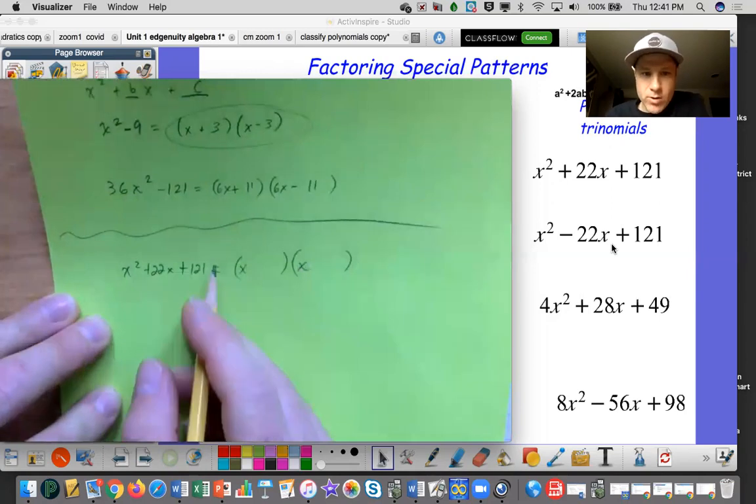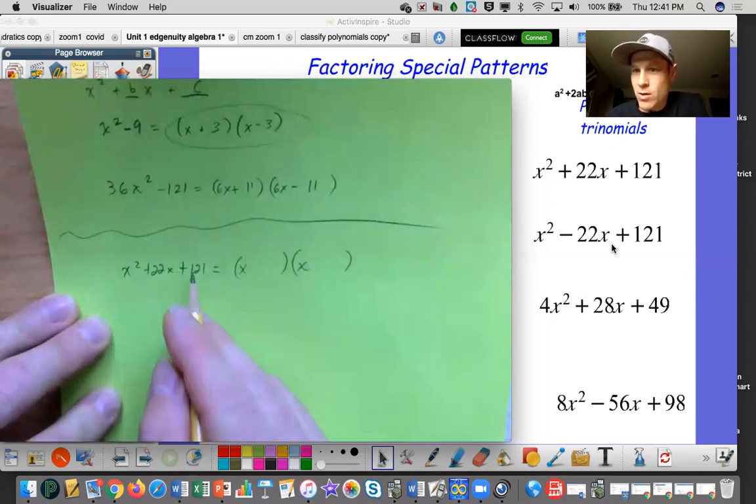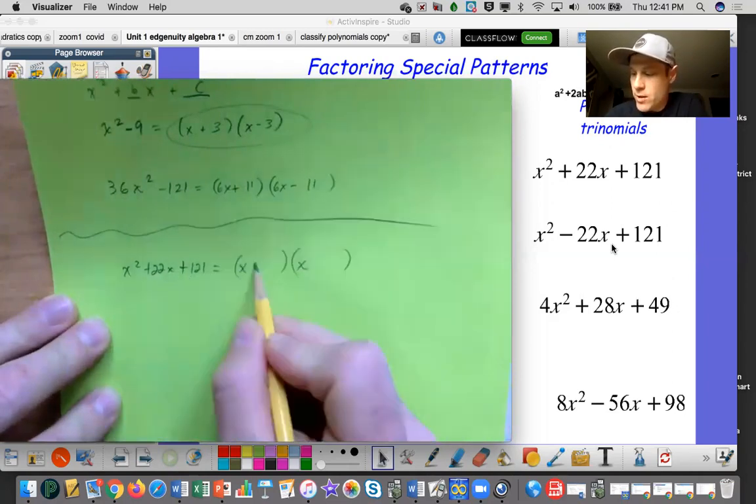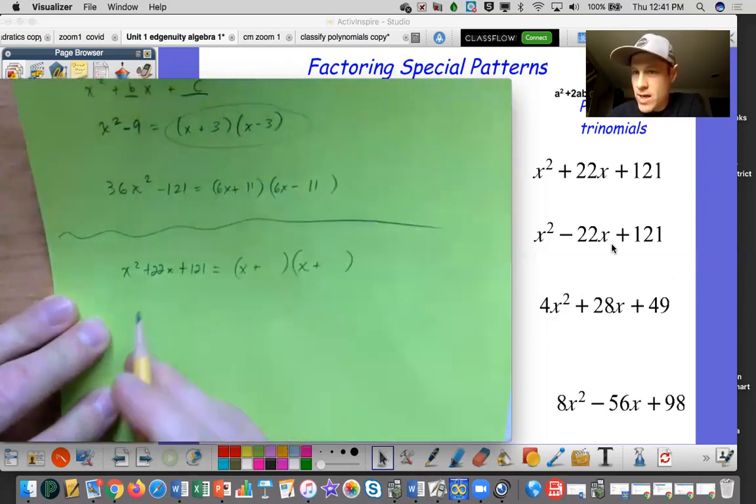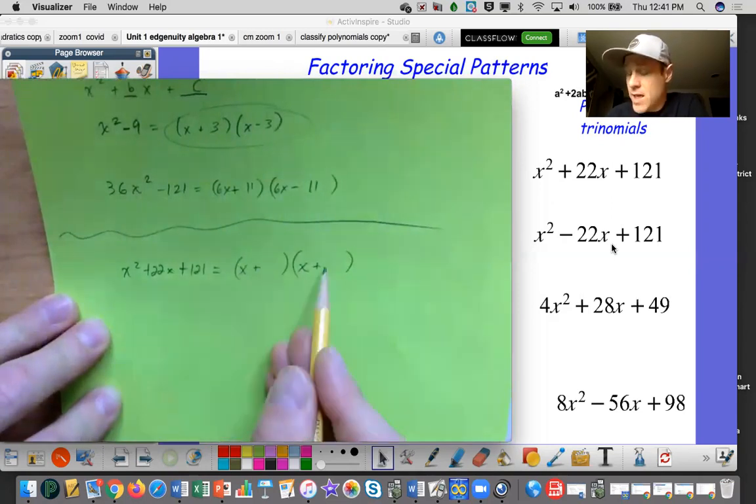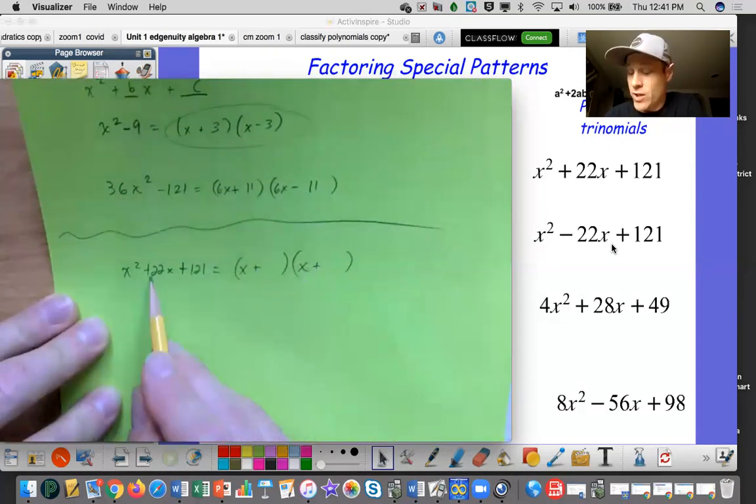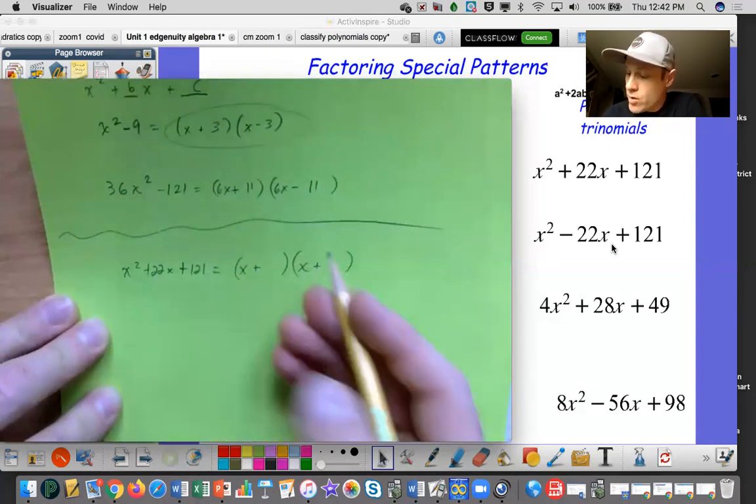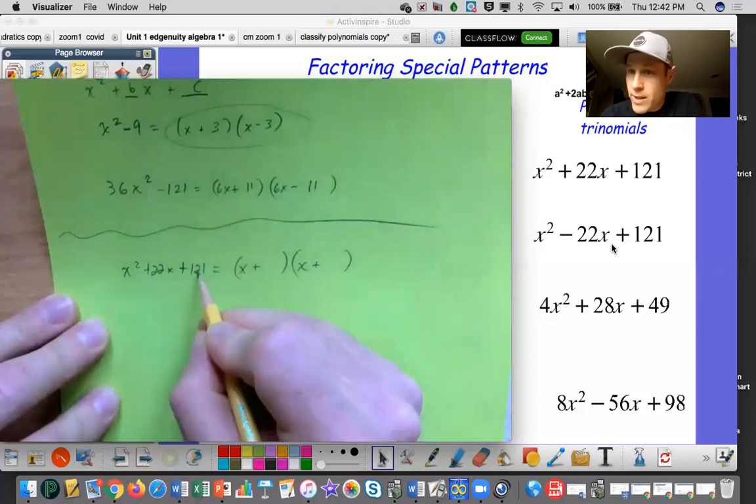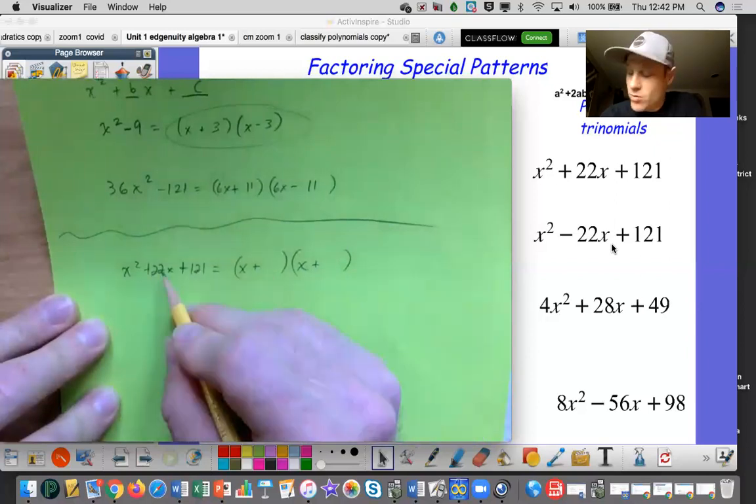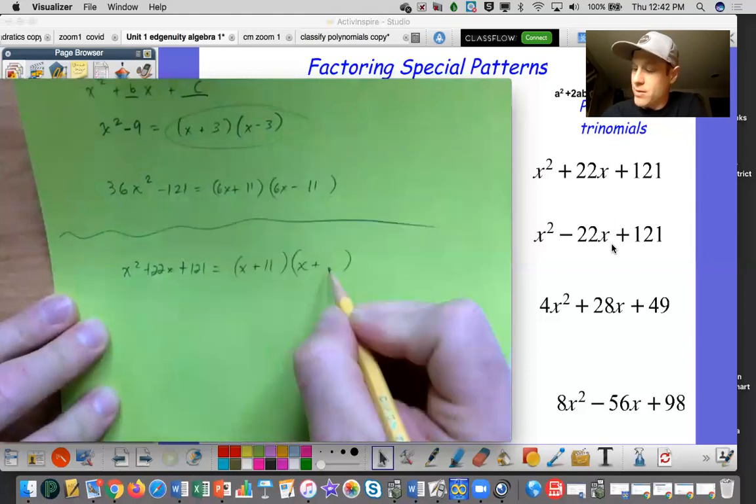We need 2 numbers that multiply together to get the number 121, and it's a positive. So I know that my choices could be plus plus, or to get a positive, I could also multiply 2 negatives. So I might also have a negative in here. The indication as to why I picked plus plus is because it's a positive 22 right there. So I'm going to use the 2 numbers that multiply to get 121 and also add up to 22, which would both be 11 and 11.